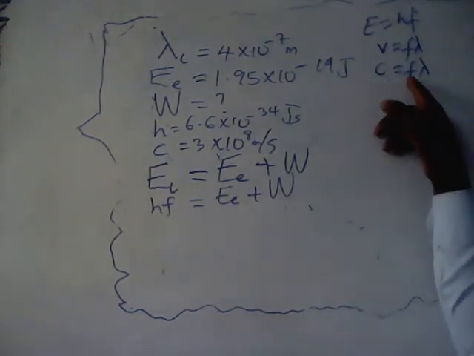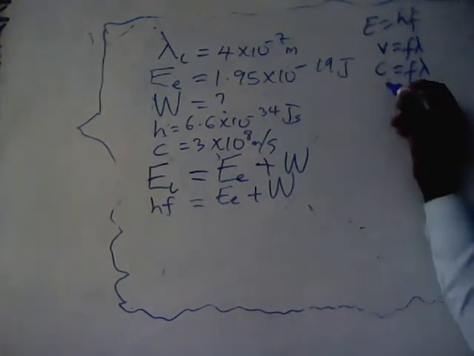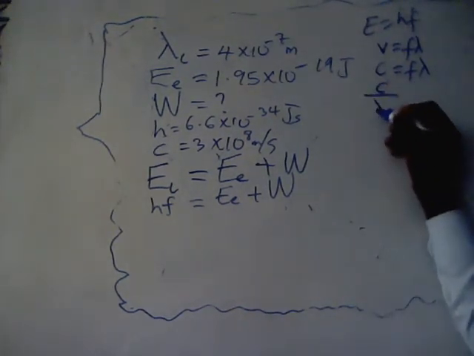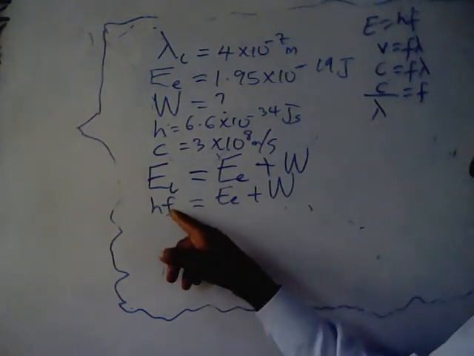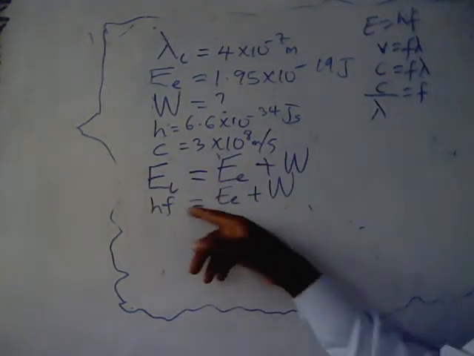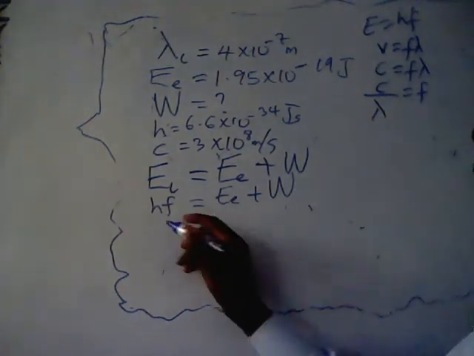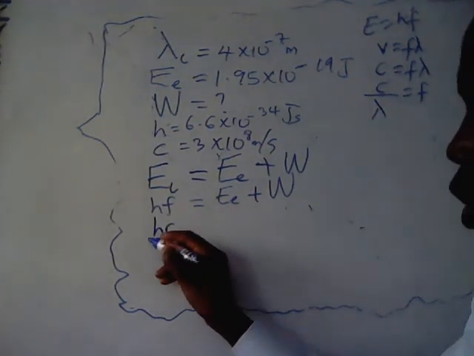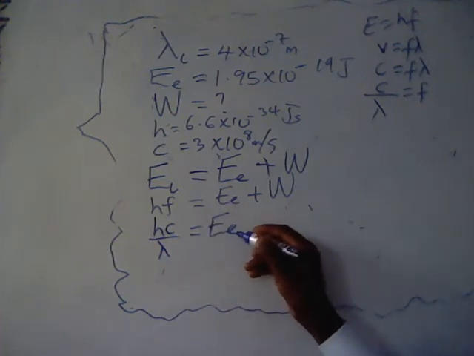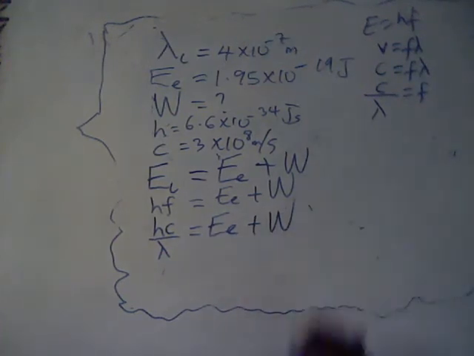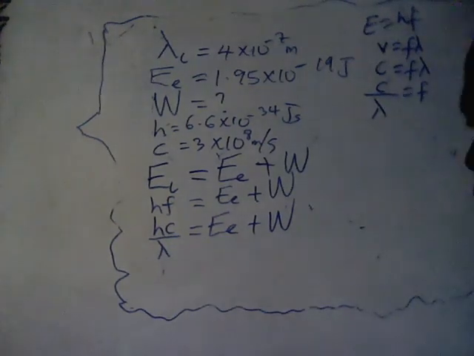So from there, let's make F the subject. So we have C over lambda equals to what? F. So we now come here and replace the frequency. Since we are not given frequency, we now replace frequency with C over lambda. So that is hC over lambda equals to the energy of the electron plus the work function. So we have derived the formula. This is the formula now.